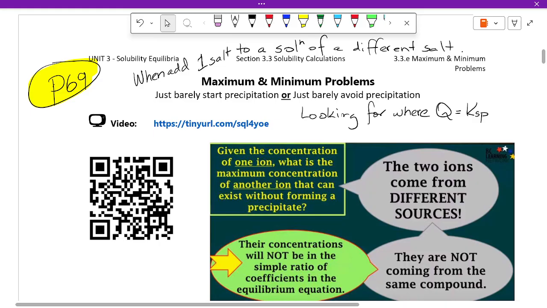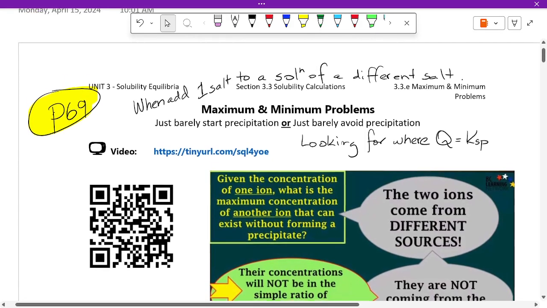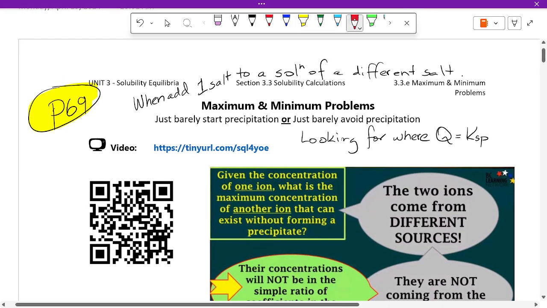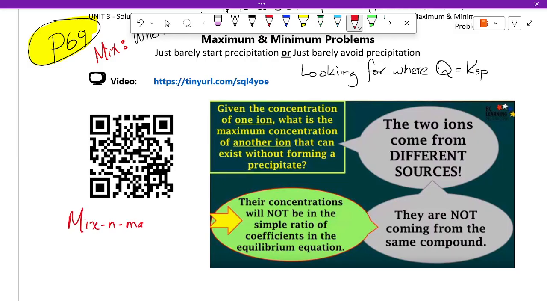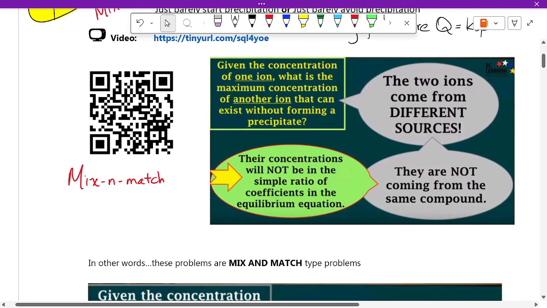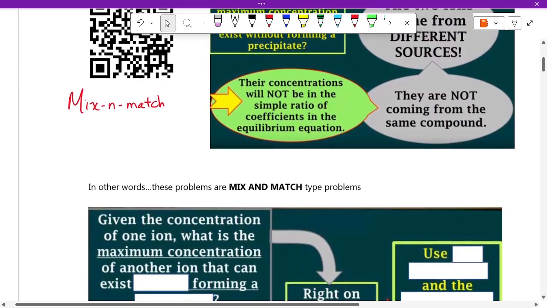Now, this is when we mix two salts together. Therefore, what type of a problem is this? Mix and match, yeah. And look, Mr. Colger says the same thing as I do. Their concentrations will not be in the simple ratio of coefficients in the equilibrium equation. Oh, look, in other words, they're mix and match problems.